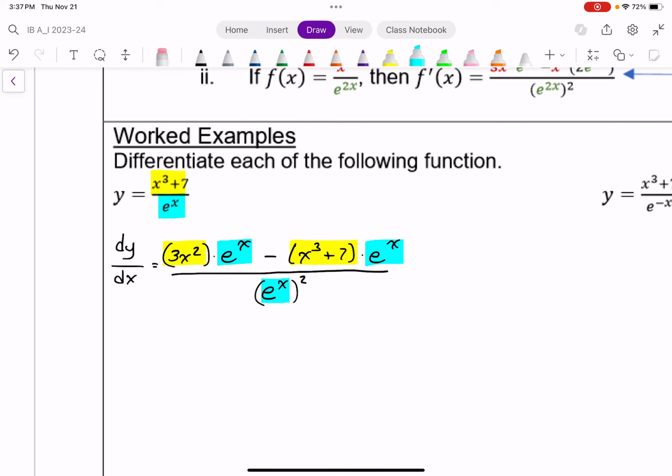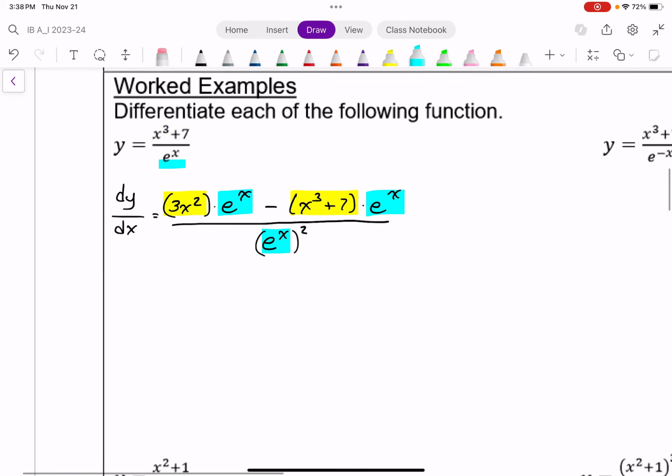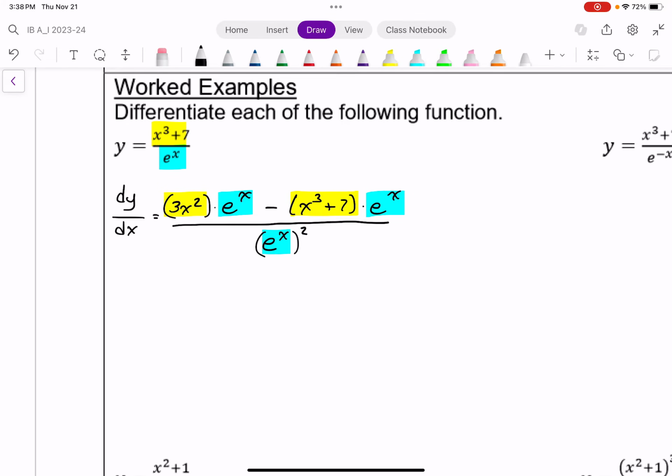All right, and that said, while I've differentiated, I'll just clean this up a little bit. In my numerator, I can see I can take a factor of e to the power of x out of the numerator, which leaves me with 3x squared minus x cubed take away 7, when I take out that factor of e to the power of x, all divided by e to the power of x squared. And at this point, I have a factor of e to the power of x in the numerator and the denominator.